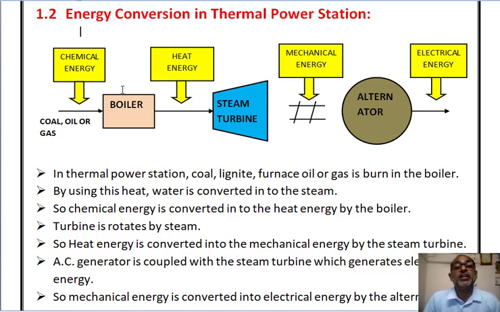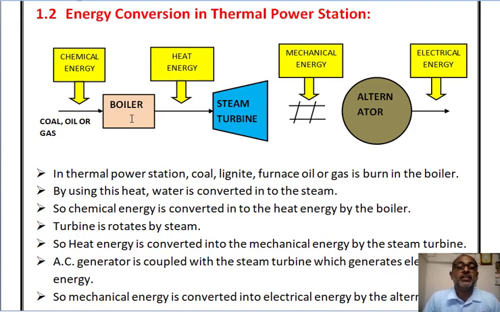Here you can see the energy conversion in the thermal power station. In this thermal power station, coal, lignite, furnace oil or gas is used as an input, and this input is burned in the boiler. By using this heat, the water is converted into steam. That means the input chemical energy is converted into heat energy by the boiler.